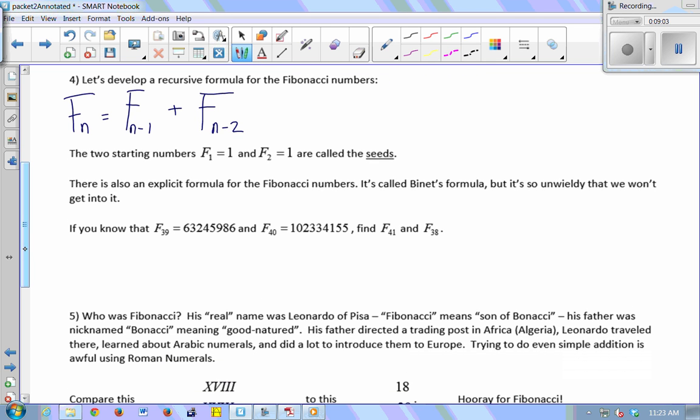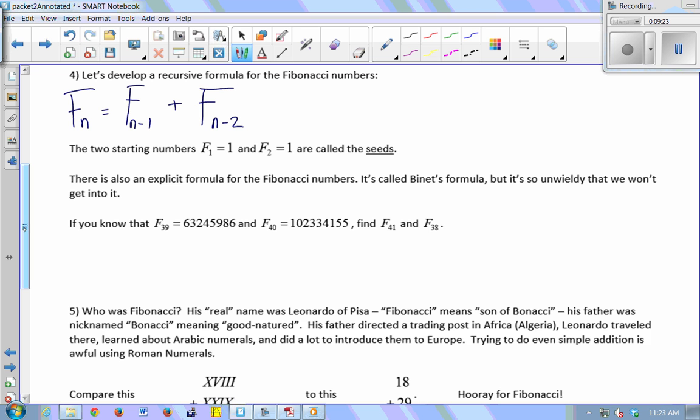There's also an explicit formula for the Fibonacci numbers, just like there's often a recursive and an explicit formula for the sequences we've been studying, but it's very unwieldy. It's got square roots in it and lots of fractions and powers, so we're not going to even bother with it. It is in your book if you're interested, though. All right, so let's just work with the recursive formula.